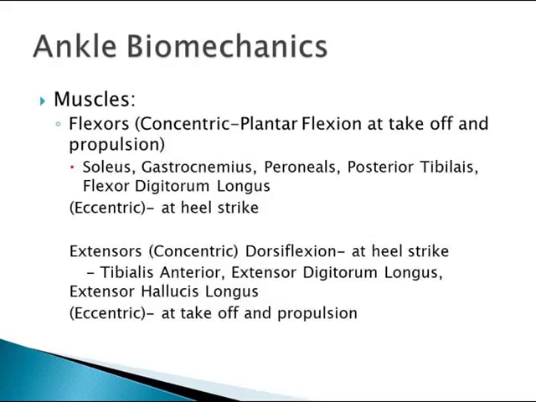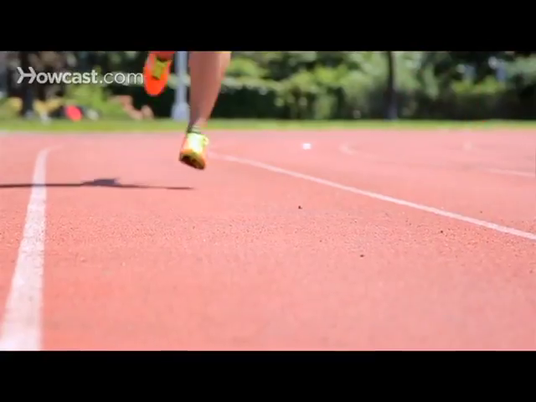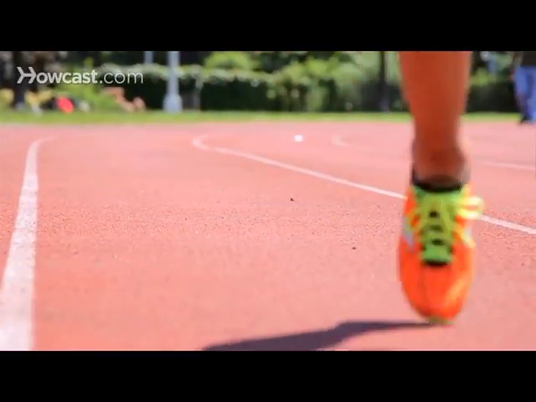The ankle biomechanics may be some of the most important in sprinting due to the level of force generated into the ground with gravity. From a muscular standpoint, the flexors concentrically plantar flex at the takeoff, and the soleus, gastrocnemius, peroneals, and posterior tibialis and flexor digitorum longus may be responsible for this. Extensors at the concentric level is the dorsiflexion at heel strike, and this could be the tibialis anterior, extensor digitorum longus, and extensor hallucis longus. In this video, you can see the phases of the ankle and how it loads during sprinting.